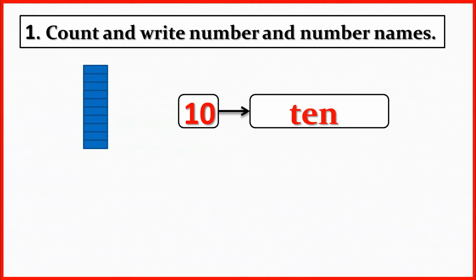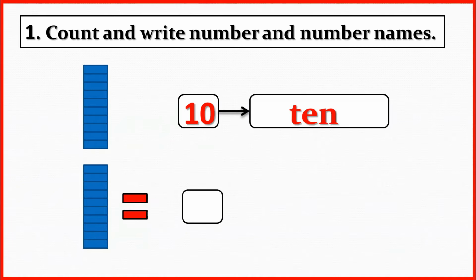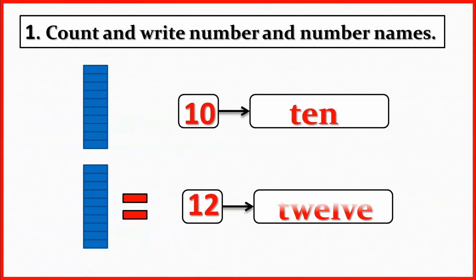Now there is 1 stack of 10 and 1, 2, 2 ones. 1 ten and 2 ones makes 12. So here we write 12. And now write the number name: T-W-E-L-V-E, 12.